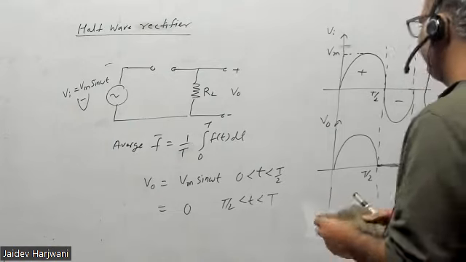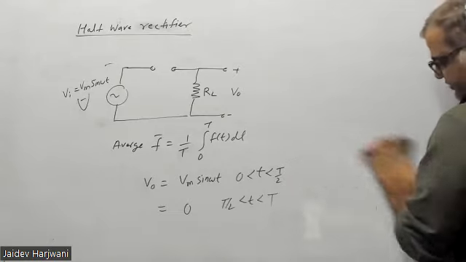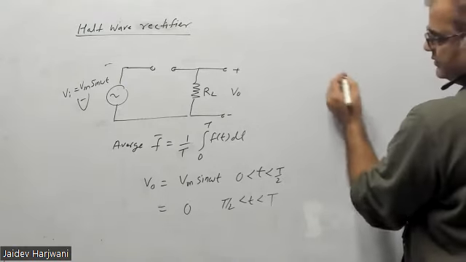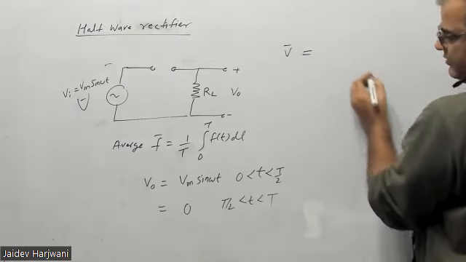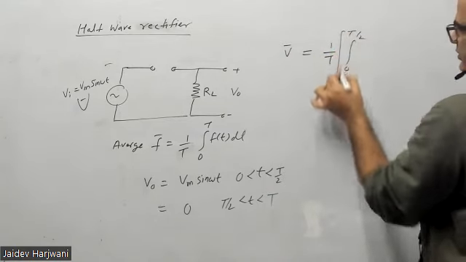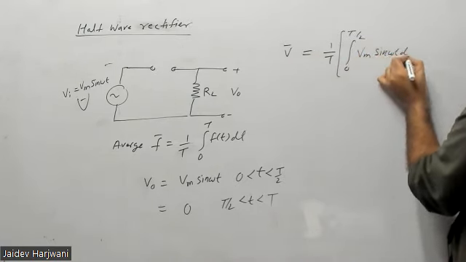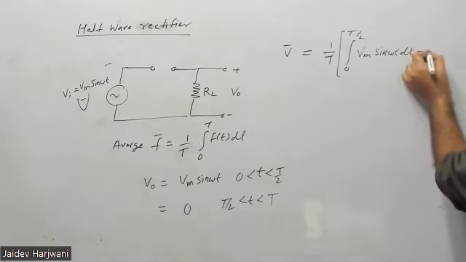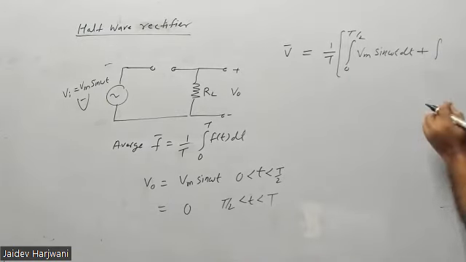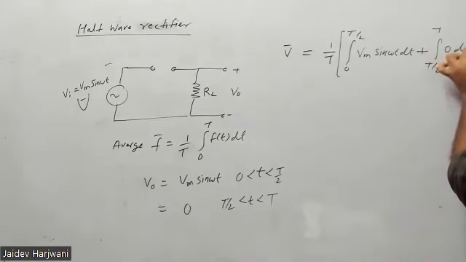So now let us look at how to find the average value. V average will be 1 by T, integral from 0 to T by 2 of f(t) dt, that is Vm sine omega t dt. For the average you have to take the full cycle. If you want to take only T by 2, then you have to put T by 2 here. I'm taking the full cycle, T by 2 to T, and I'm getting 0 there.